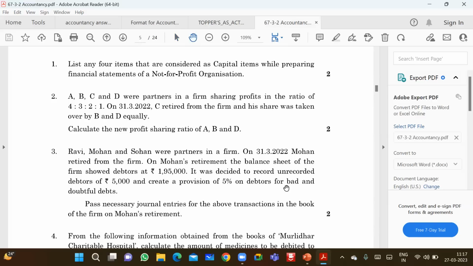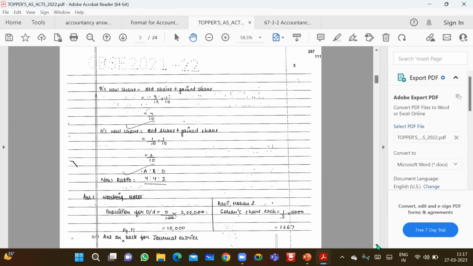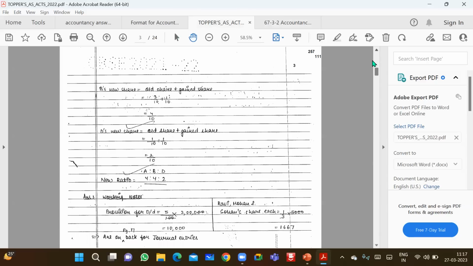Here you can see in the question, it has been asked to pass journal entries for the above transaction in the books of the firm on Mohan's retirement. So we have to pass journal entries and this question has been attempted by the student at two different places. First, the student has solved some working notes on the rule sheet and then on page number 17 from page number 3 he has given the entries. Let's see how he has given the entries. Now move to page number 17.